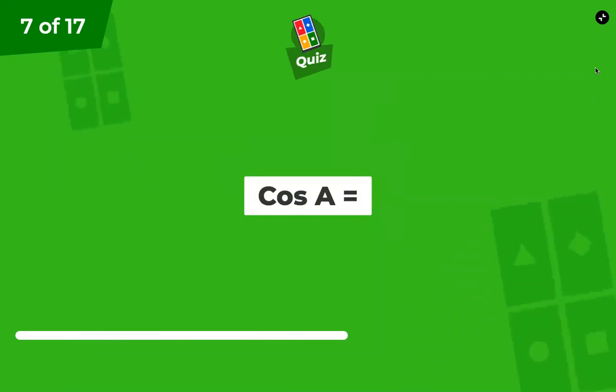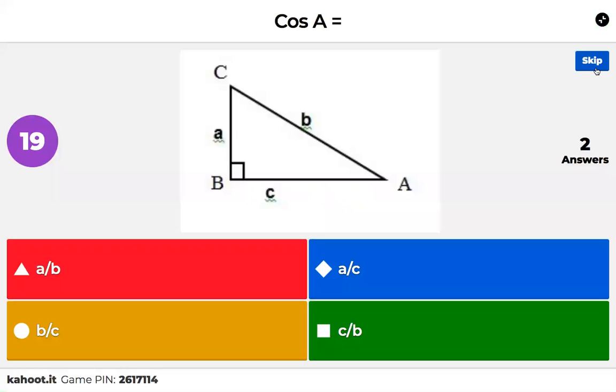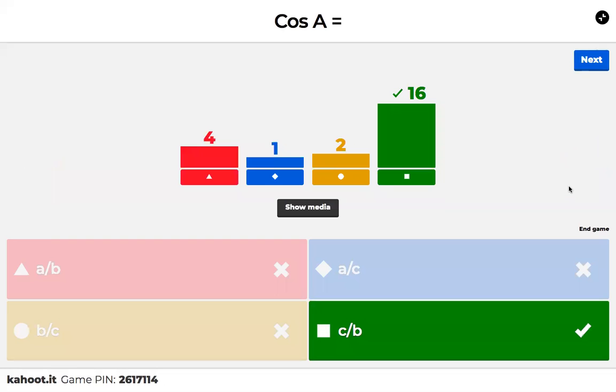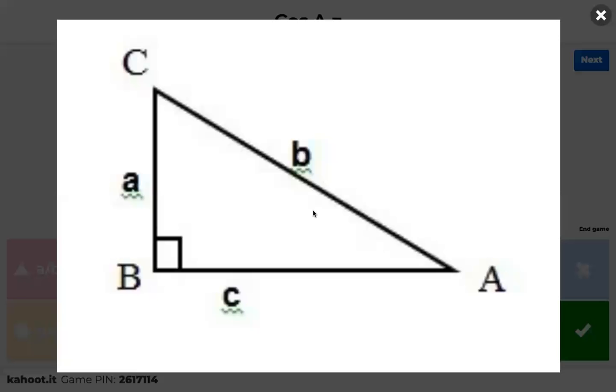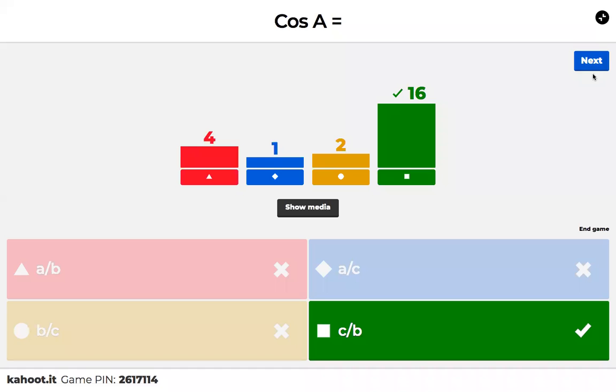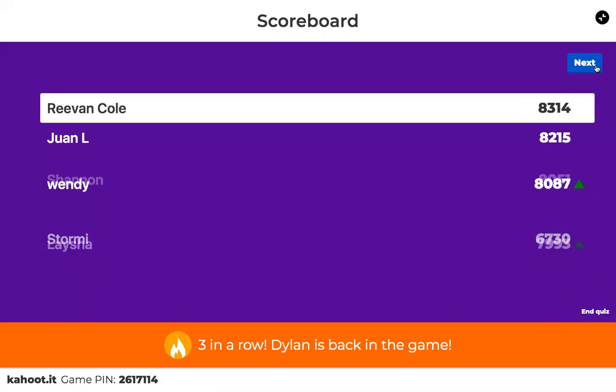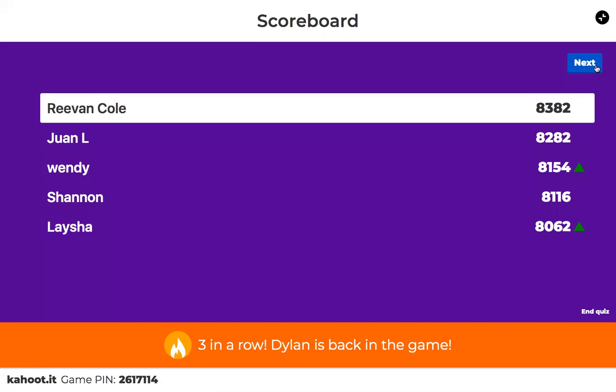What is cosine of A? Cosine, adjacent over hypotenuse. I'm seeing some improvement, a lot of us said 16. Awesome. Looking at this picture, for cosine of A, adjacent is C and your hypotenuse is B, so C over B. Not much movement there, but Wendy got into the top three.